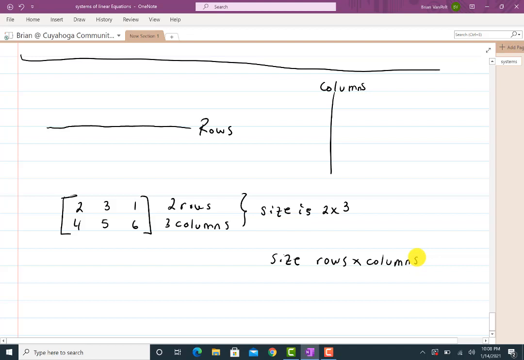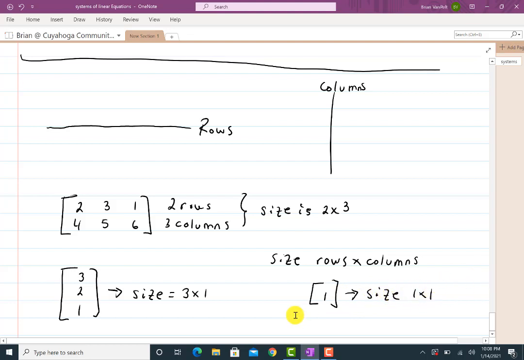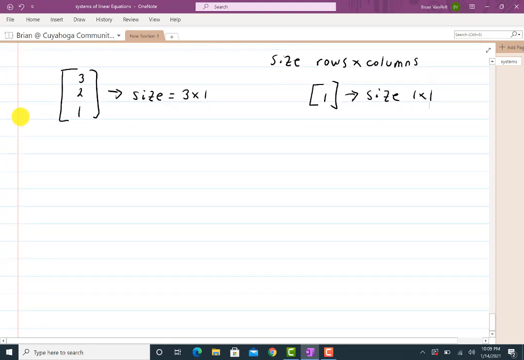So if you have something like this, the size of that thing equals 3 rows by 1 column. You can even have something like this. Here the size is 1 by 1. And when you see this here, this is no different than just a plain old number. But sometimes these things dissolve all the way down to a 1 by 1 matrix. Now let's look a little deeper.